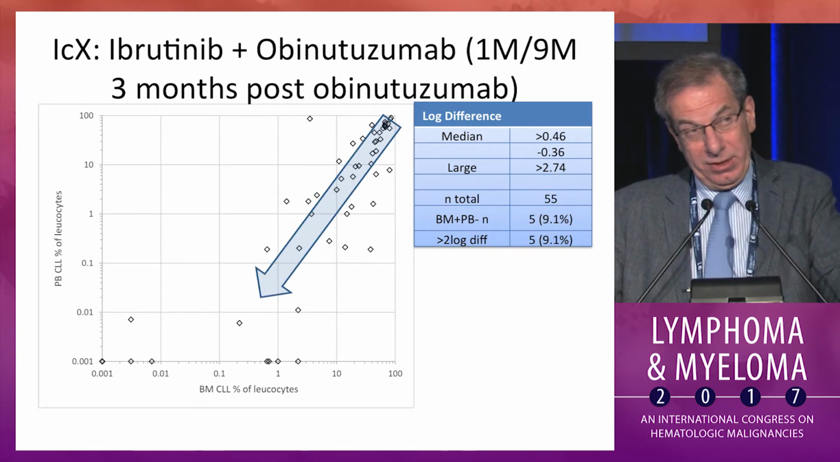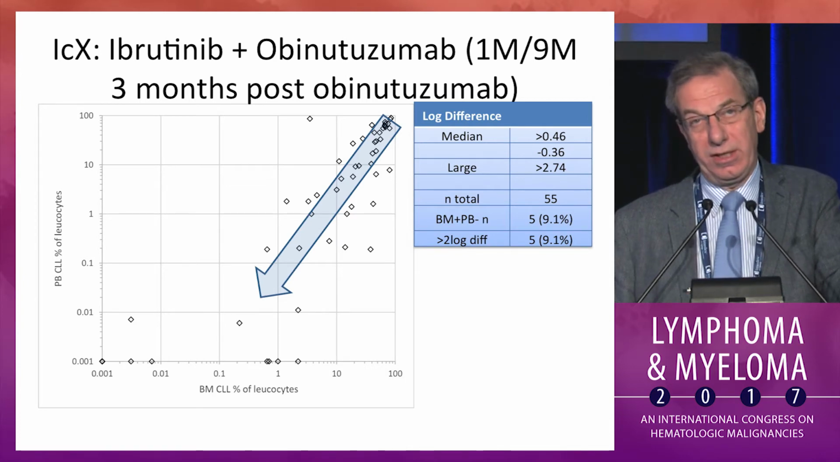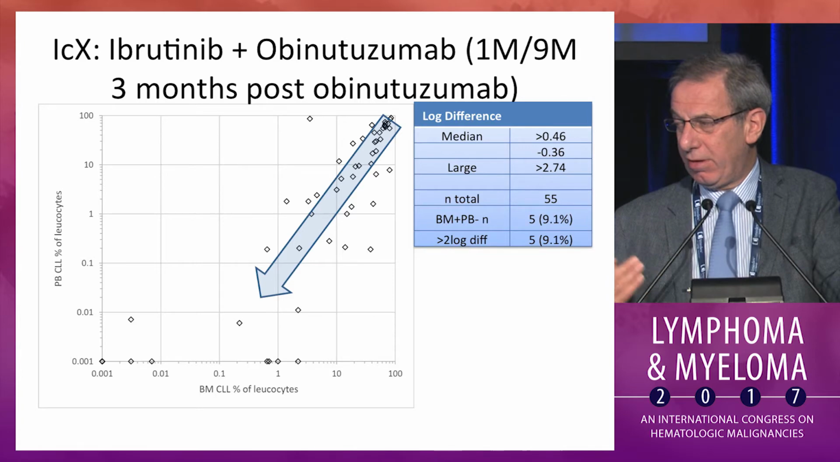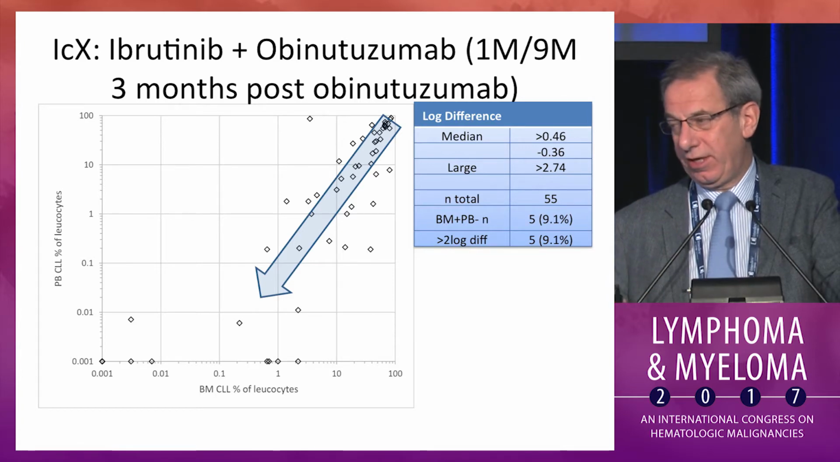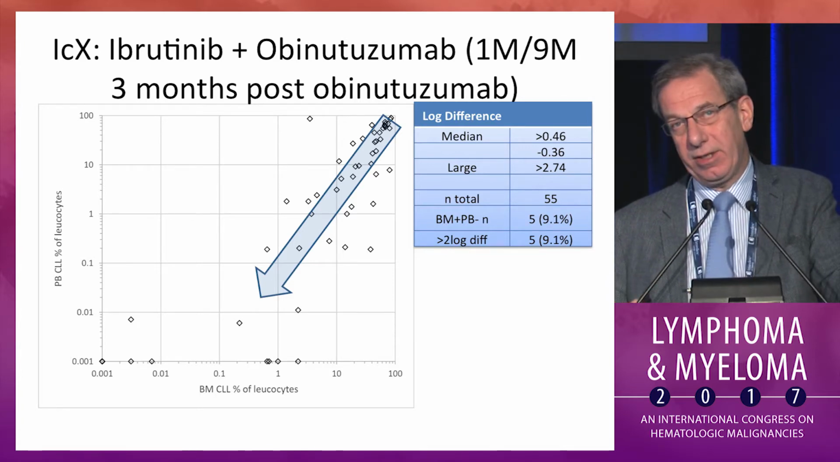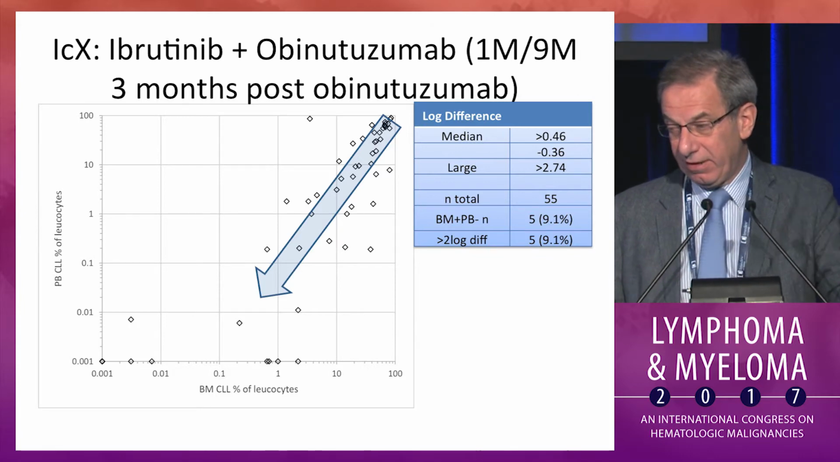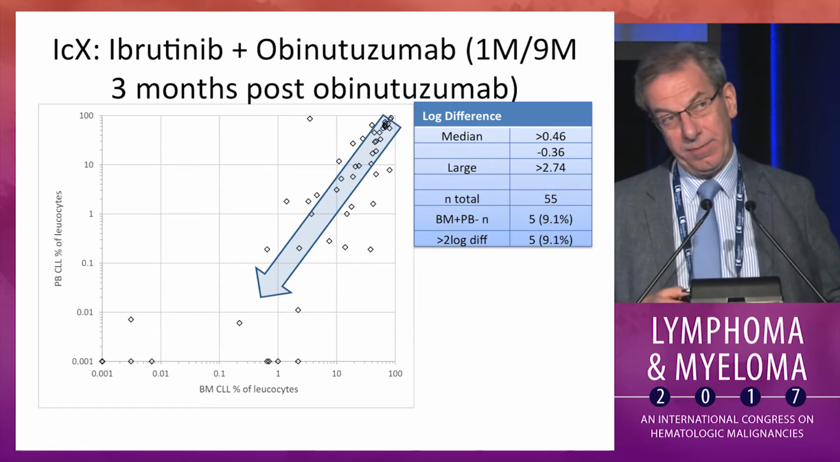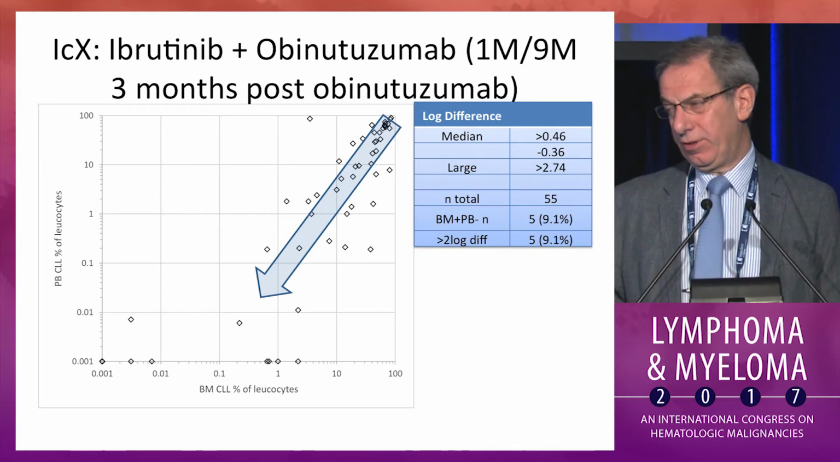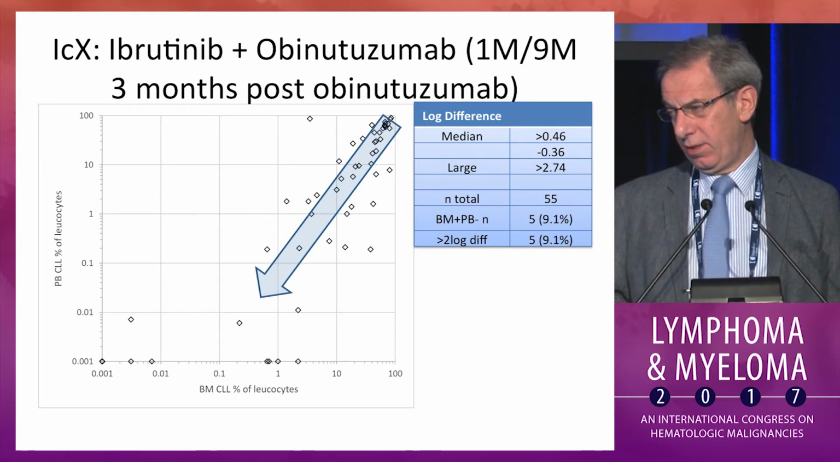If we add obinutuzumab, this is one of our trials where we add obinutuzumab to ibrutinib, we see a difference. So again, obinutuzumab has a preferential clearance of the blood compared to the marrow, and it's about half a log difference. But there are some patients who are negative in the blood and positive in the marrow. So we have to think about the therapies we're using when looking at the tissues.